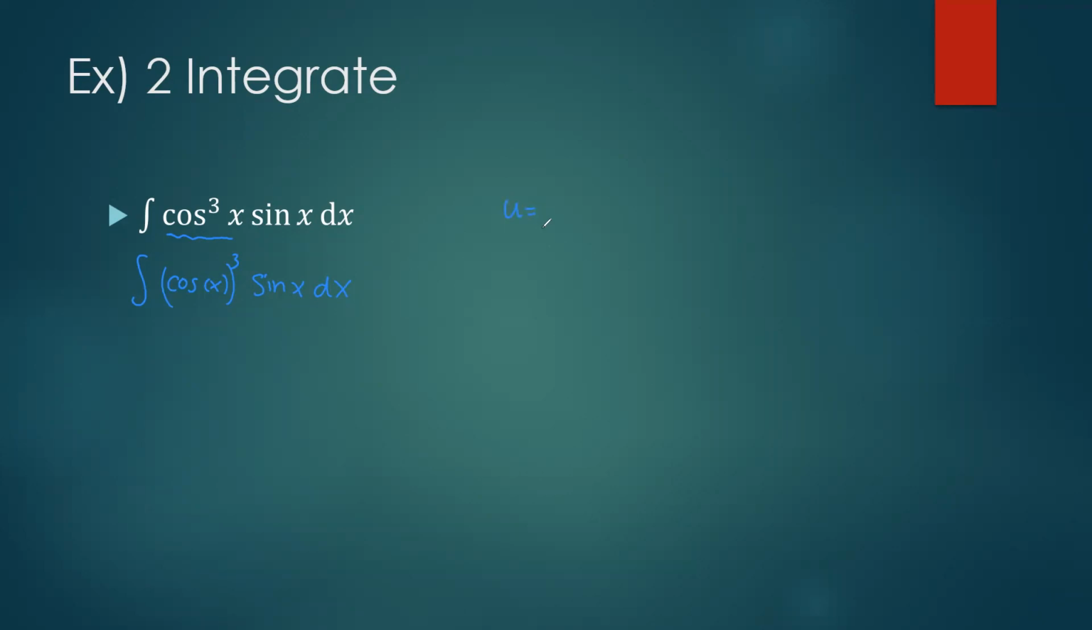I don't think it's going to be sine x, because if you take the derivative of that, you're going to get cosine x, but we still have this power 3. So I think my u is going to be cosine x. And then du would be negative sine x dx.